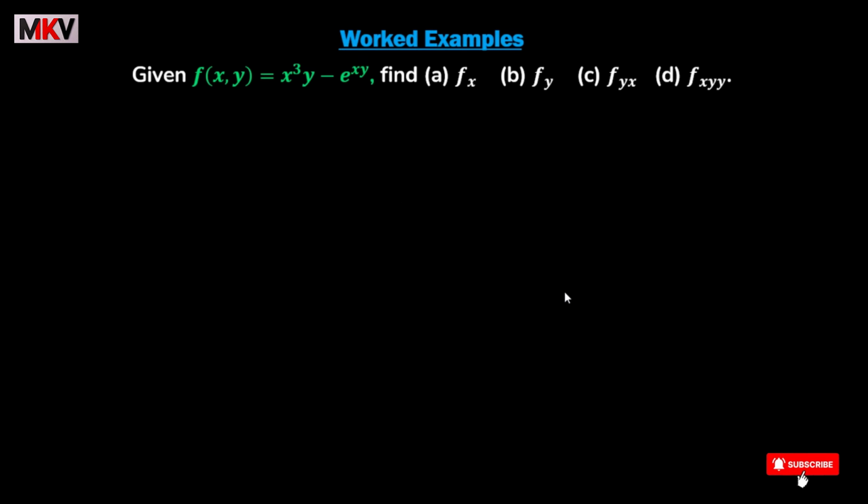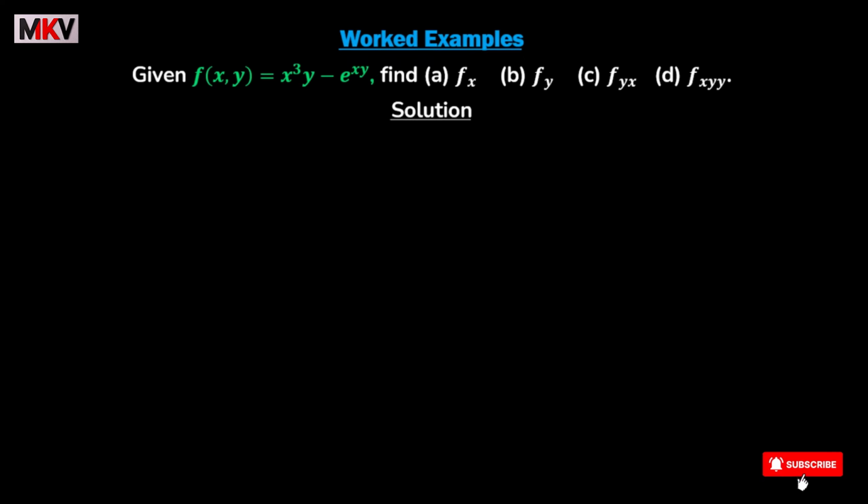Now let's look at a worked example of partial derivatives. It is given that f of x y is equal to x cubed y minus e to the power xy. Find f sub x, f sub y, f sub yx, and f sub xyy. Let's look at how this problem is solved for each derivative.